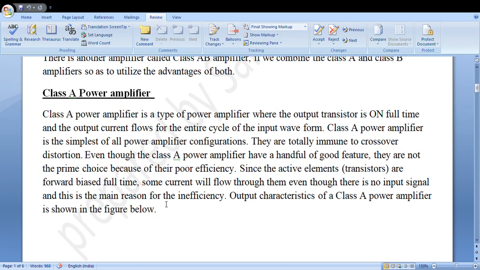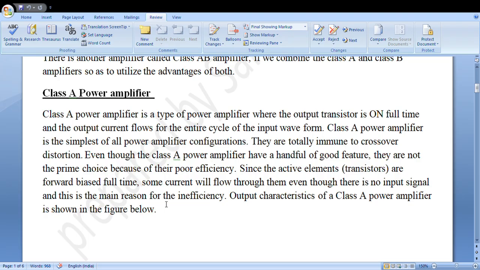Class A power amplifier has an outstanding capability of giving an exact replica of the input at the output. As a result, the fidelity of Class A amplifier is very good. What is fidelity? Fidelity means the ability to produce an exact replica of the input. But the problem is that the Class A amplifiers have very poor efficiency. Now why do they have very poor efficiency?